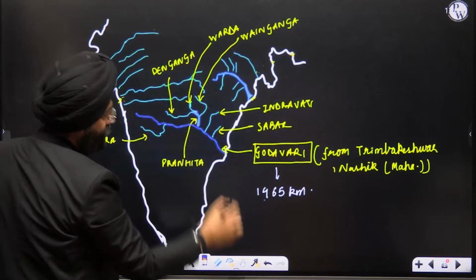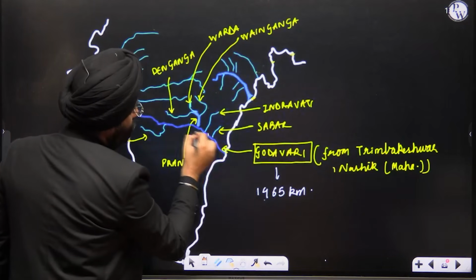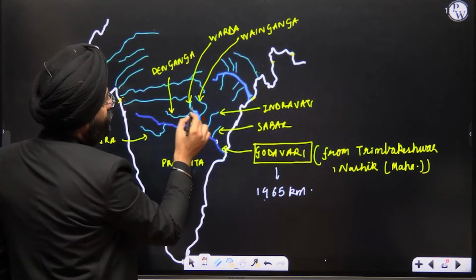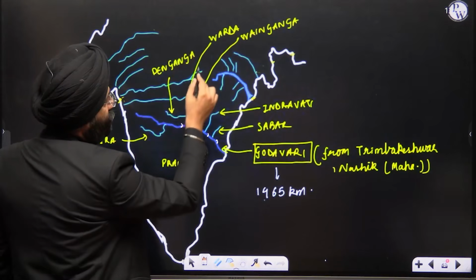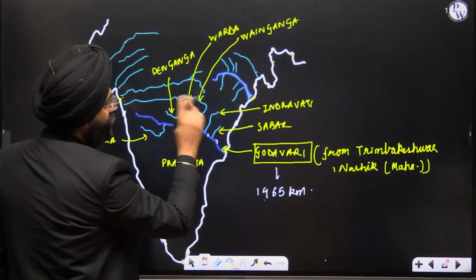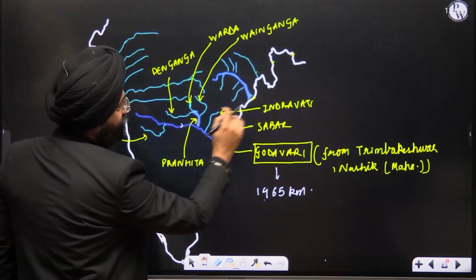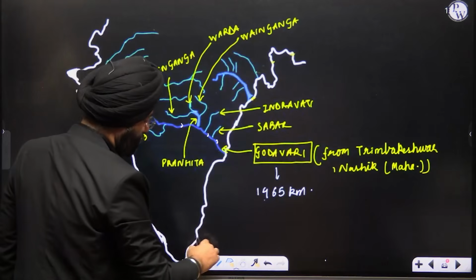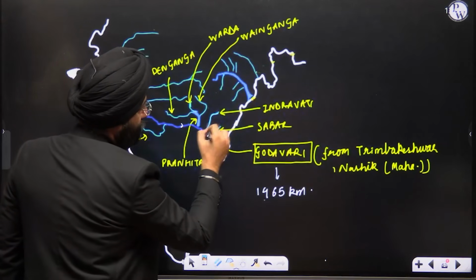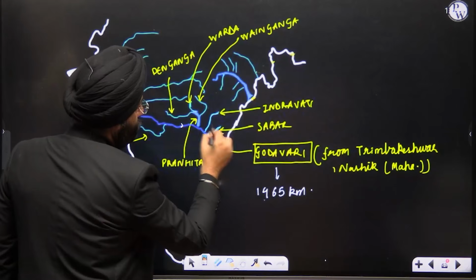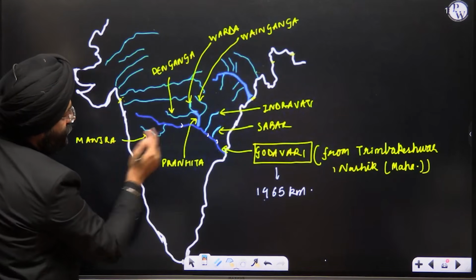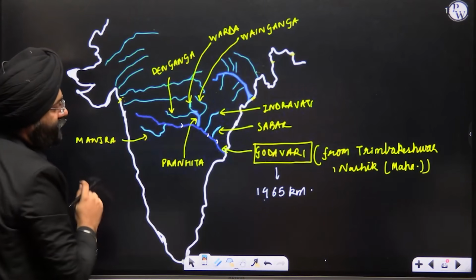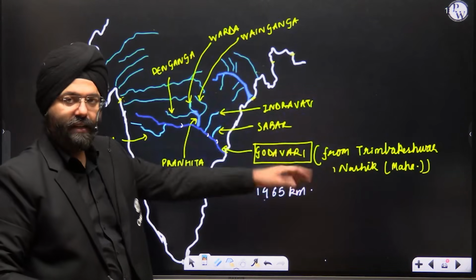Now see over here, some important tributaries. Because the direction of flow of the river is this way, these are left bank tributaries. Important one, let us say, is Wainganga, which is joined by Wardha and Wainganga, again tributaries. Next is Indravati. Indravati over here. Then you have Sabari. On the other hand, if you realize, from the right side you have Manjra, which is joining from the right side. This is the Godavari, right? It is draining into the Bay of Bengal.